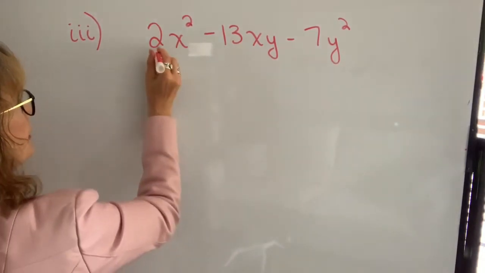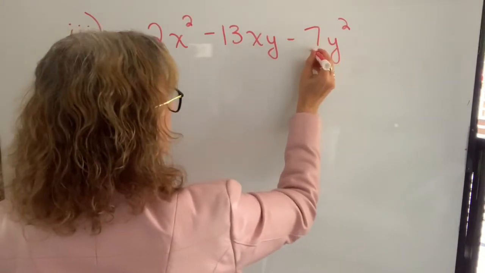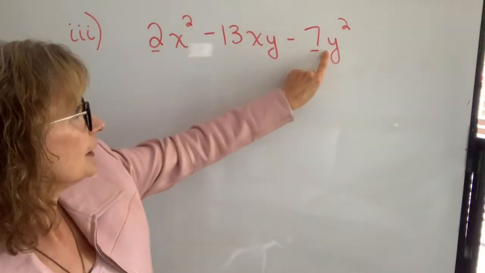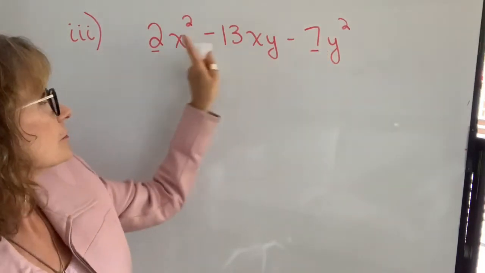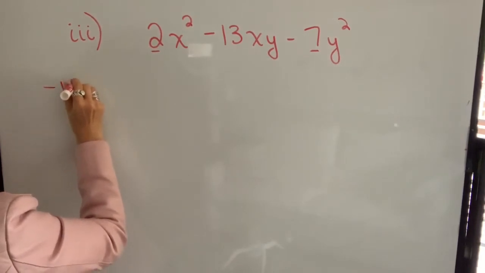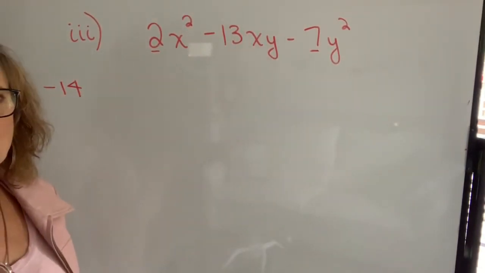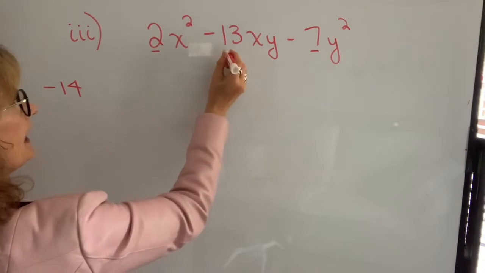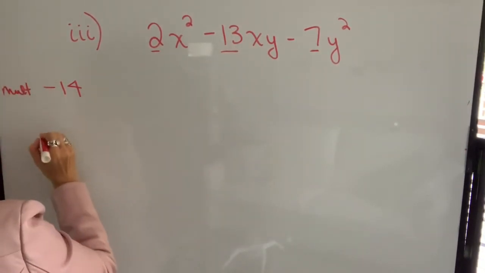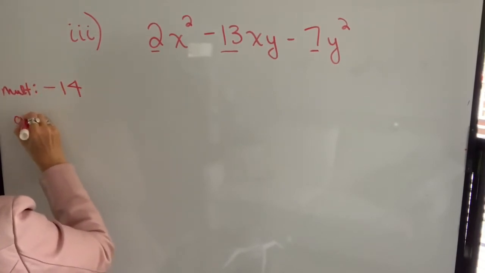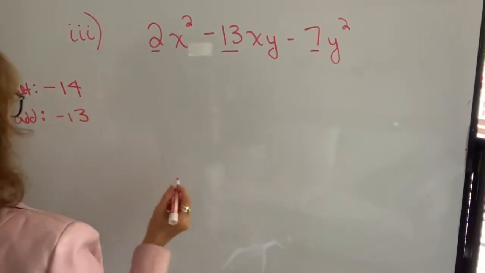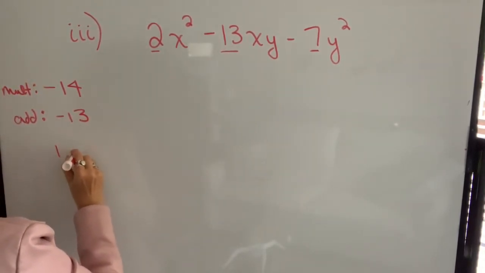So my first step is to multiply the leading coefficient with the last coefficient. So 2 times negative 7 is negative 14. So I'm looking for two numbers that multiply to equal negative 14 and add to equal negative 13. Those numbers are 1 and negative 14.